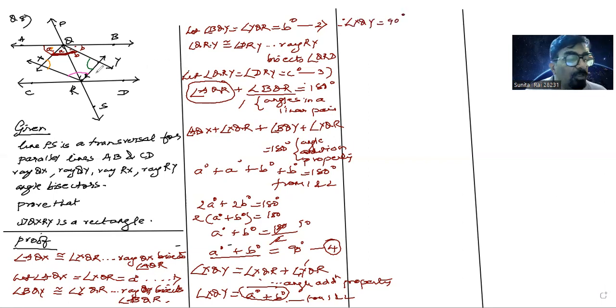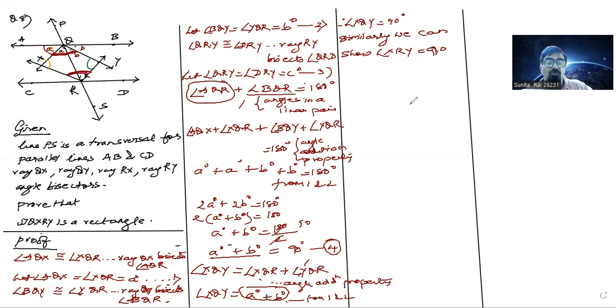Now the way you got XQY as 90, similarly in the same way we can show angle XRY is also 90 degrees. So now you can see two angles of this quadrilateral are 90 degrees. I need all four angles to be 90 degrees. Similarly, XRY is also 90. So two angles are 90.